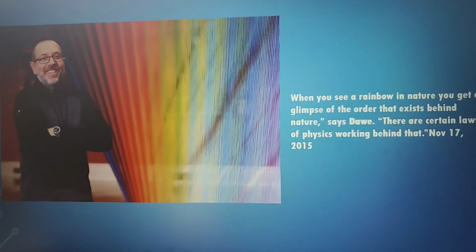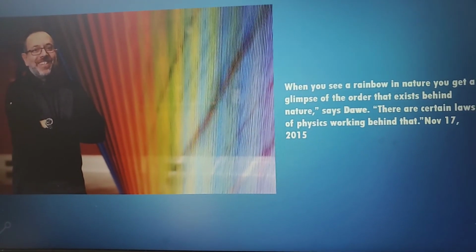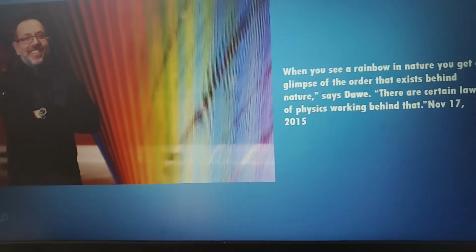So here's the quote from him. "When you see a rainbow in nature, you get a glimpse of the order that exists behind nature," says Dahl. "There are certain laws of physics working behind that."